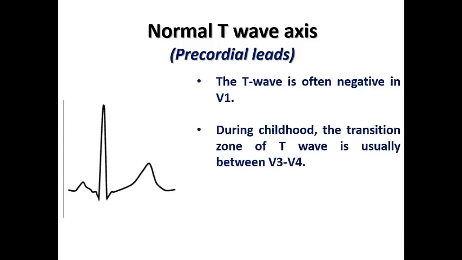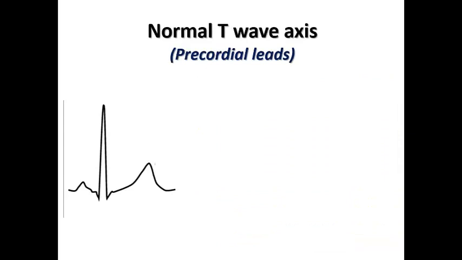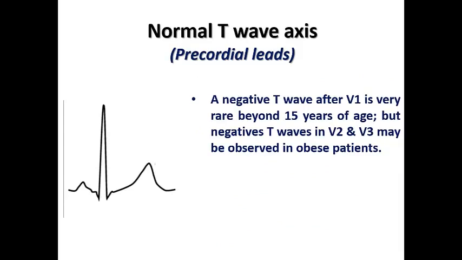In children, the transition zone is usually in V3 to V4, so normally in children we can see negative T-waves up to V3, and then the transition zone of the T-wave travels to the right with age, and so in adults the transition zone is usually between V1 and V2. So, of course, negative T-wave after V1 is very rare beyond the age of 15 years.